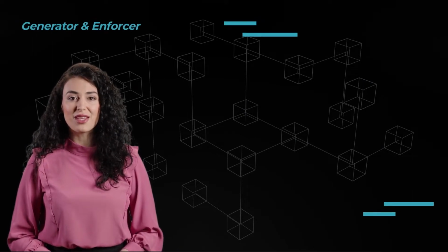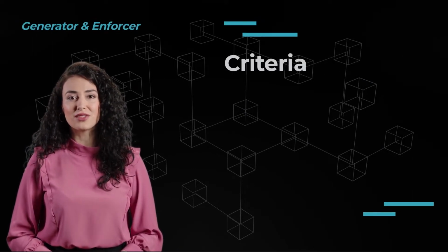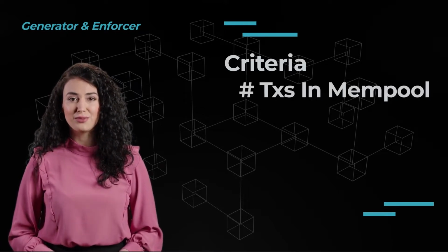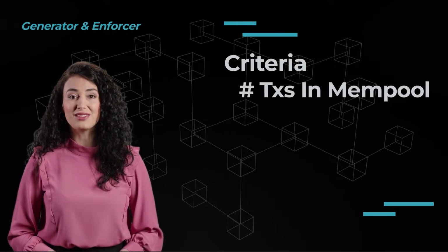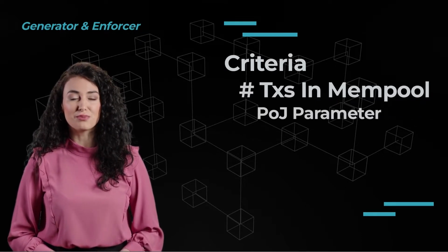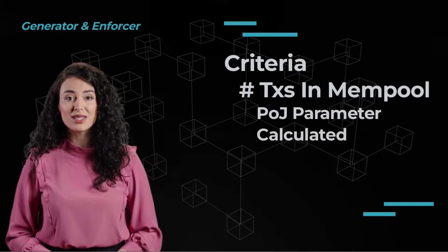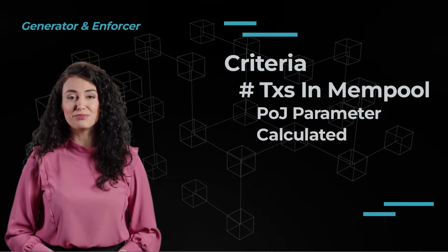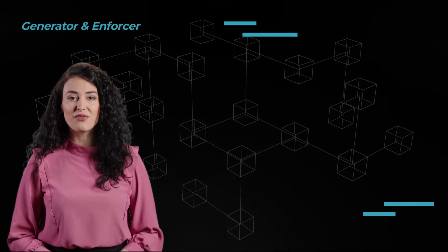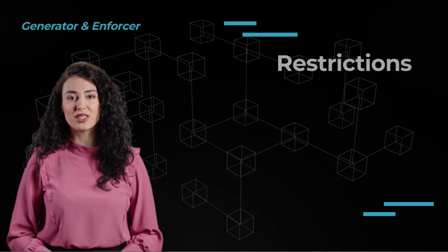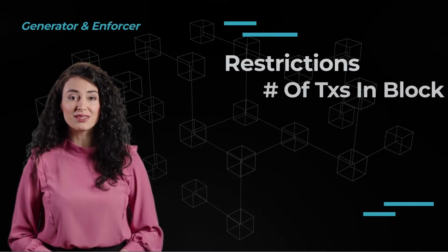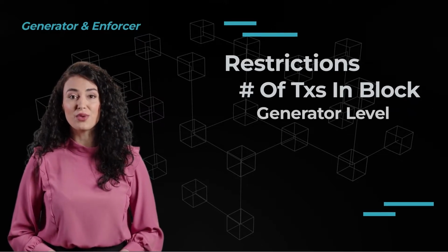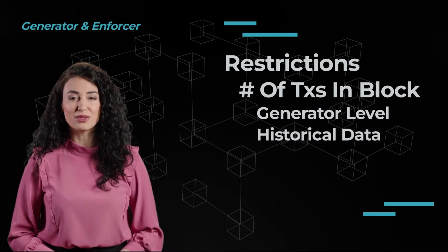Alongside the baseline criteria, one additional criteria appropriate for this role could be that the generator must have a determined number of transaction types in its mempool. In one implementation, this number could be a proof of justice parameter, while in another it could be calculated using a dynamic block size system, which will be elaborated upon in the next video. Moreover, alongside the baseline restrictions, some appropriate restrictions for the generator role could include the number of transactions the generator can include in a block according to its generator level, a sum of blocks generated over time, and the like.